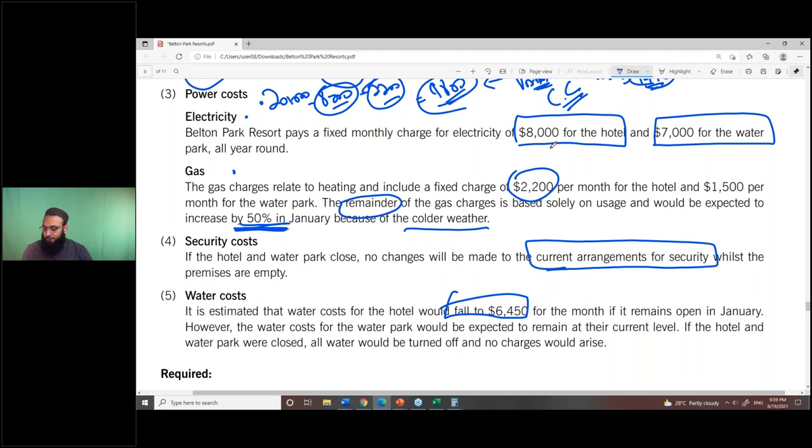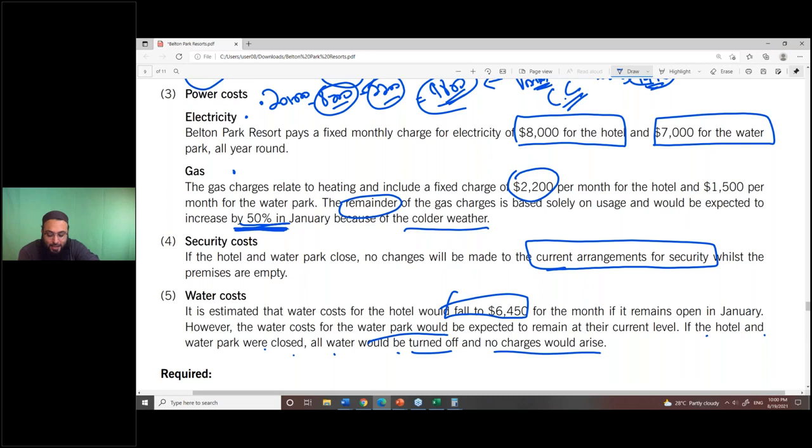Now, however, the water cost for the water park would be expected to remain at its current level. If the hotel and water park were closed, all water would be turned off and no charges would arise. Right. Now tell me, what do you think is relevant here?